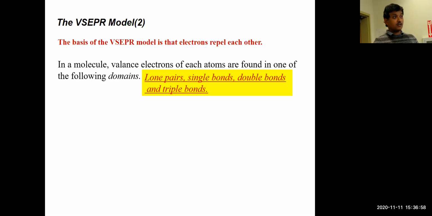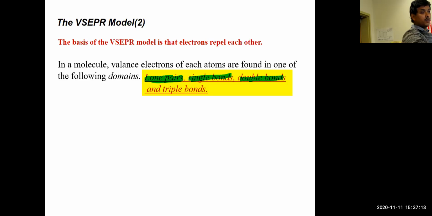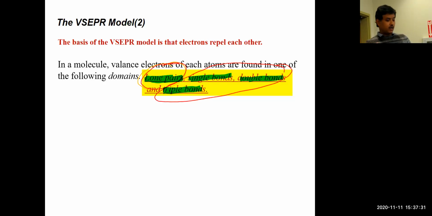But it is very, very important for us to label them correctly as either lone pairs or single bonds, double bonds, or triple bonds. Especially, it is important to label them separately as at least lone pairs and bonds, because that's where most things will change for molecular geometry.